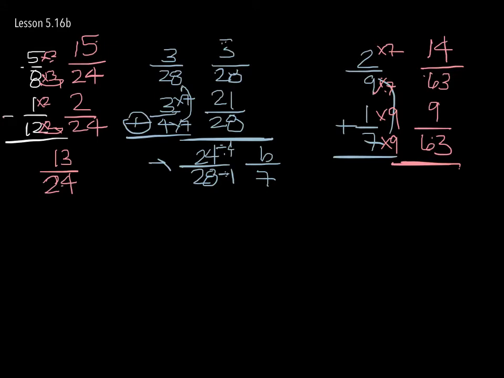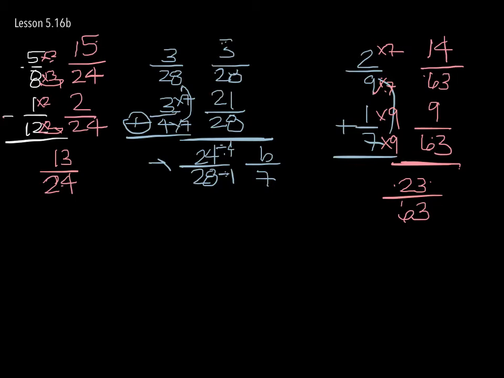9 plus 14 is, well, 14 plus 10 is going to be 24, less 1 would be 23 over 63. Now, boys and girls, you don't know this now, but perhaps you do. 23 is prime, so we really can't divide it by anything. So that's our answer in lowest terms, 23 over 63.